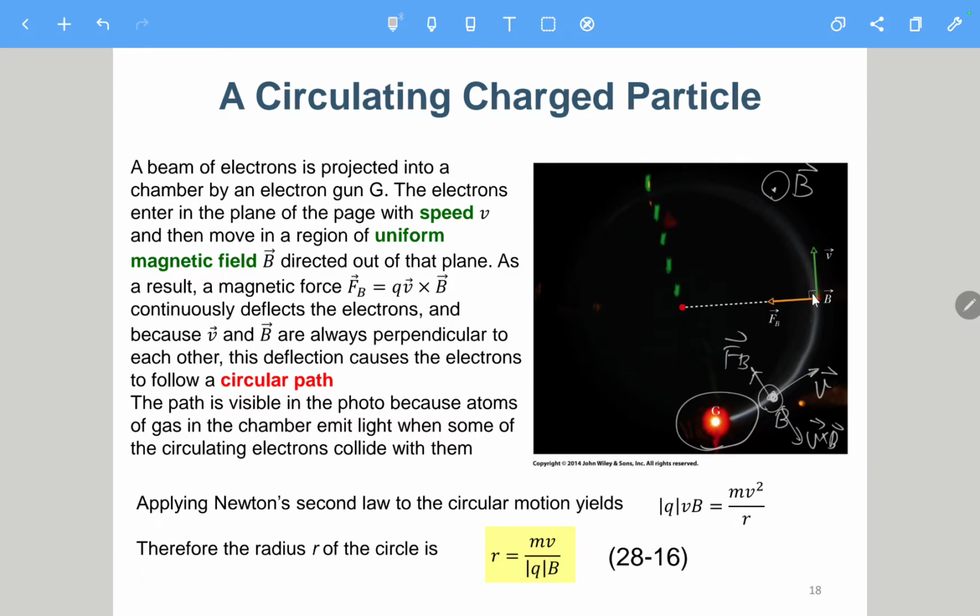For example, at this point, V is pointing this side, and B is pointing out of the page. So V cross B points to the right side, and then F_B points to the left side. So it turns out to be a circular motion like this. So this is actually a circular motion.